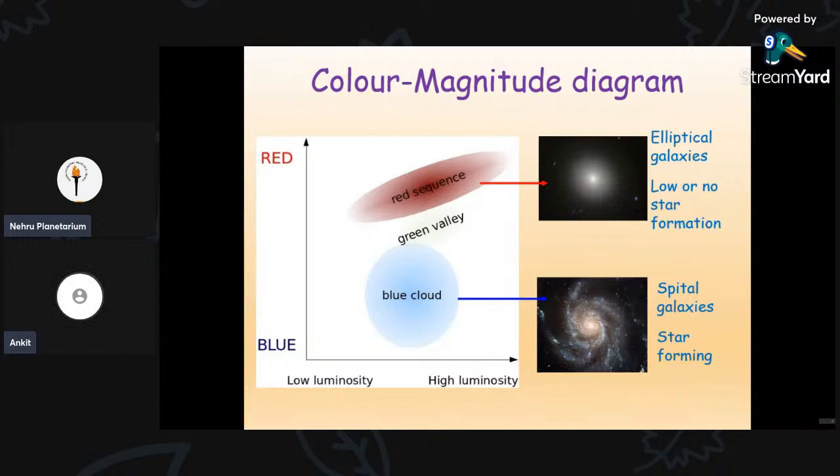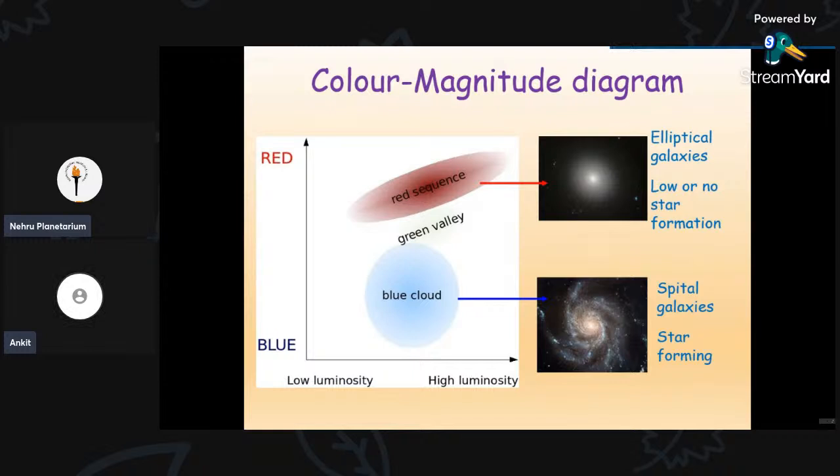And in the blue cloud, what we see are the galaxies which are very young. They are mostly disky in morphology. And thus what we believe is that these spiral galaxies are the ones that have evolved in different ways to form this red sequence, or passively evolving galaxies, which have low or no star formation. And this intermediate state of galaxy evolution is what is captured in what we call Green Valley galaxies.